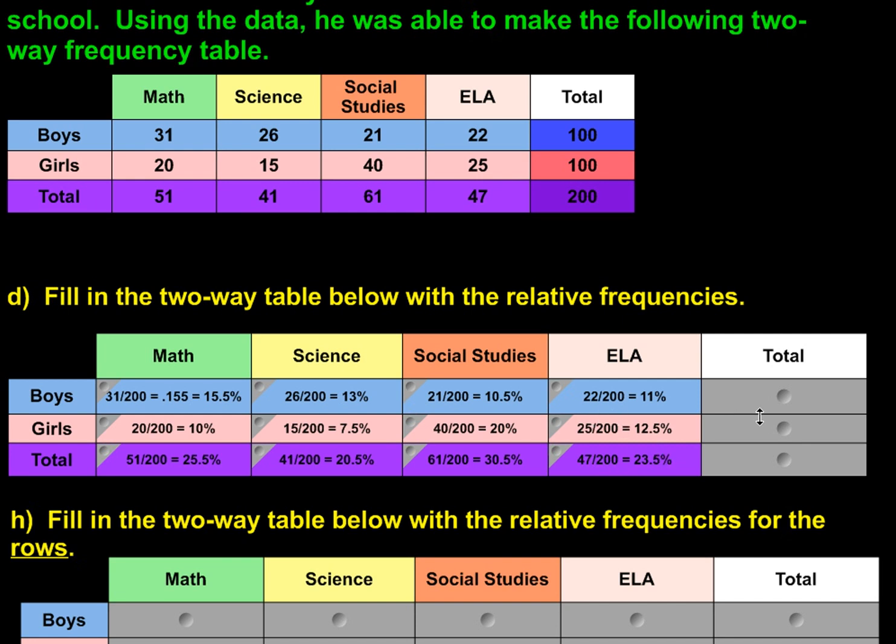And our totals. We have 100 students in the boys out of 200, so it's 50%. And we have 100 students out of 200 for the girls, which is 50%. And that gets us 200 out of 200 for a total of 100%.